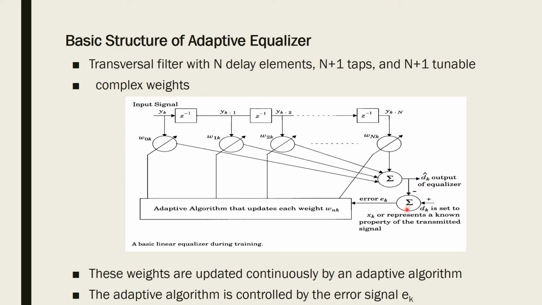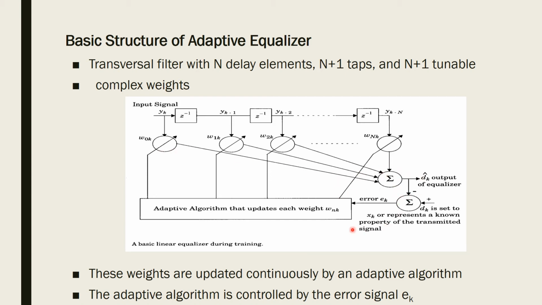So you are going to find the difference between these two signals. It is your original dk and this is the estimated one. It is going to produce an error, and this error is fed to the adaptive algorithm, and with the help of the adaptive algorithm, all these tunable knobs are going to be varied accordingly so that your error is minimized.